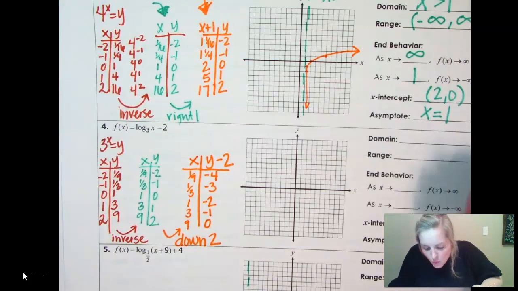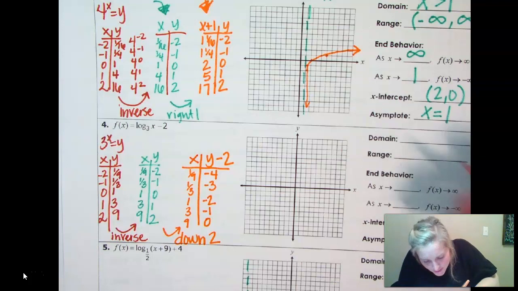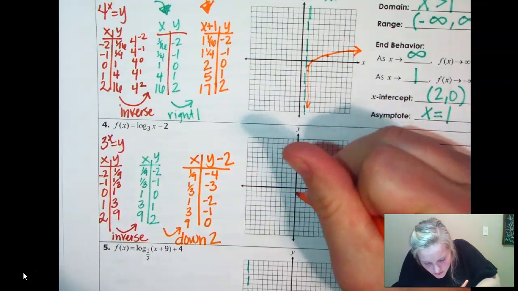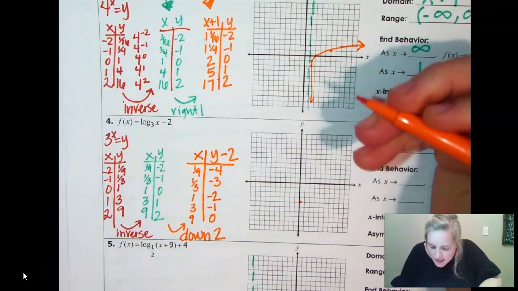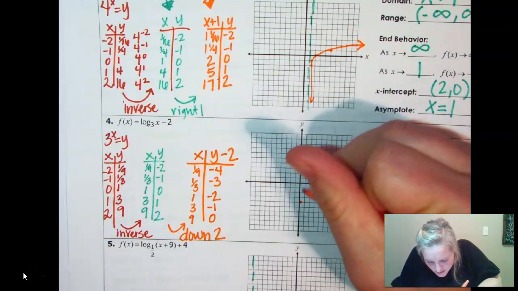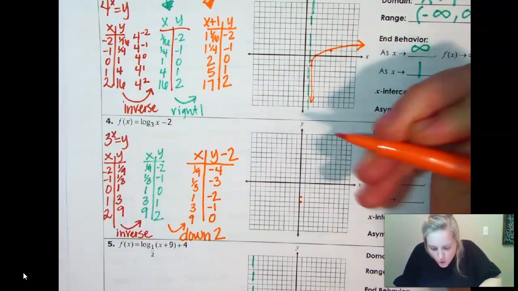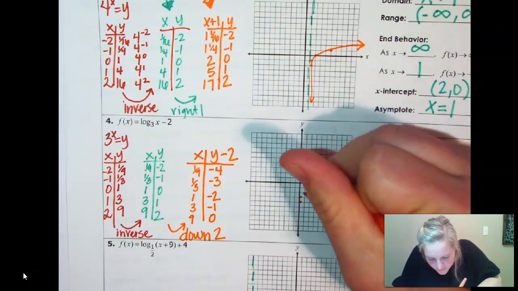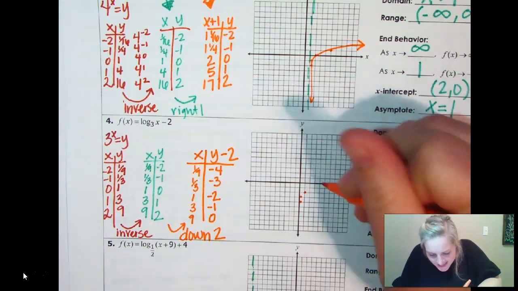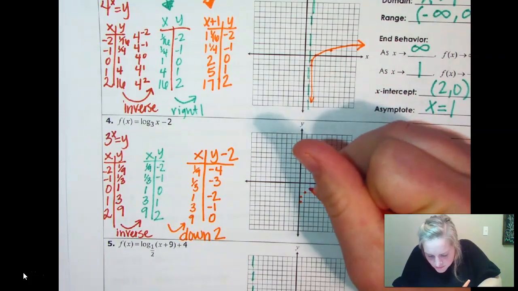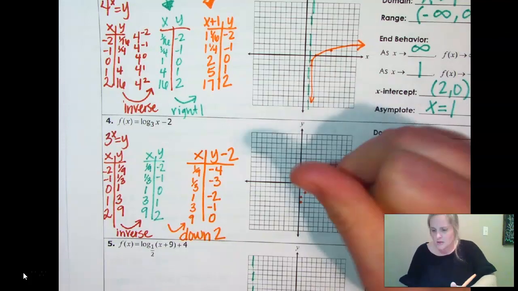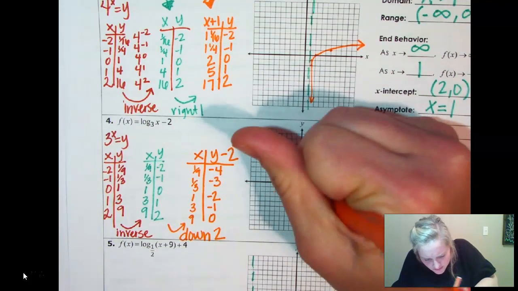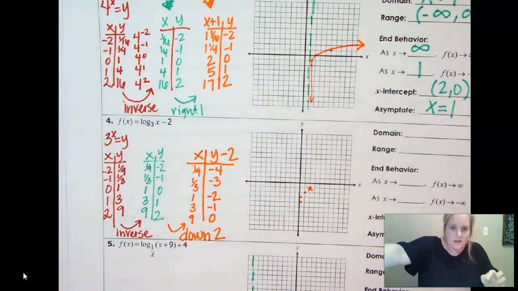So 1/9 is very close to 0 at -4. Okay, then we have 1/3, and that is at -3. So again, very close to 0. 1, -2. Then we have 3, -1. And we have 9. Did I mess something up? Oh, I did. Look. This is at 2. That's in the wrong spot. So, I think I have white out. Let me fix that for us.